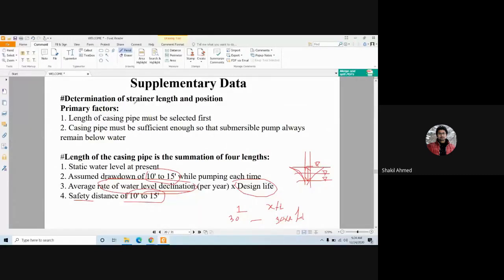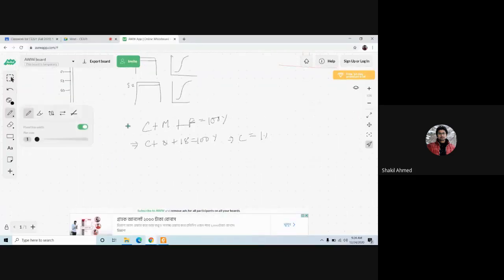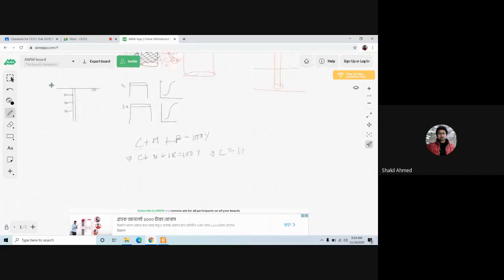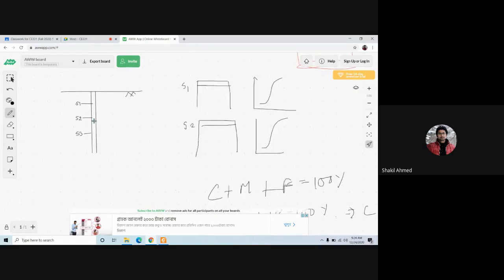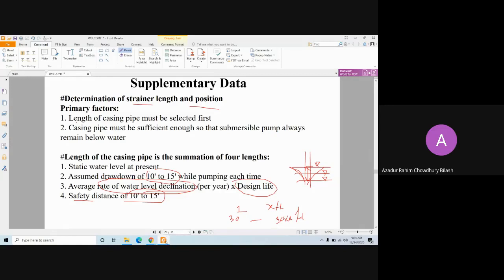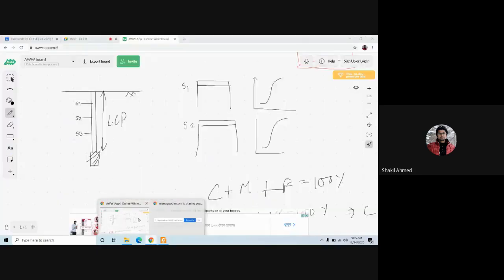So to determine the strainer length and position, the length of the casing pipe must be selected first. Here, the length of the casing pipe, right? That means if this is a screen, then the casing pipe length is this. Length of casing pipe. Are you following me? Yes, sir. So the length of casing pipe is the summation of four lengths.